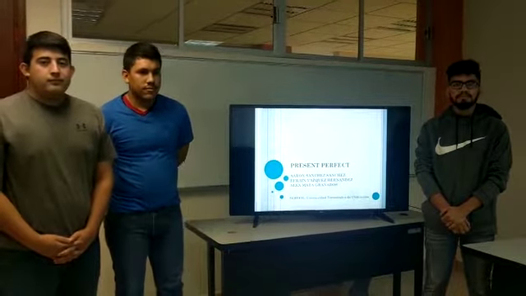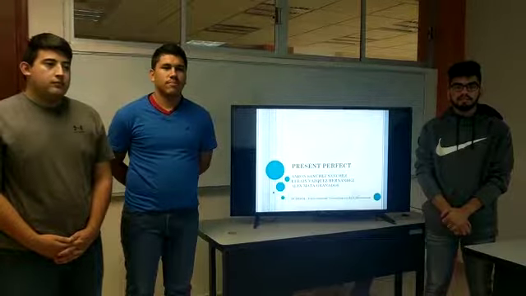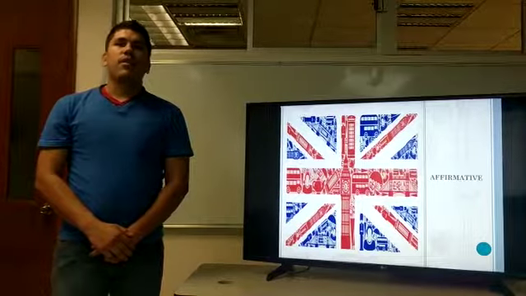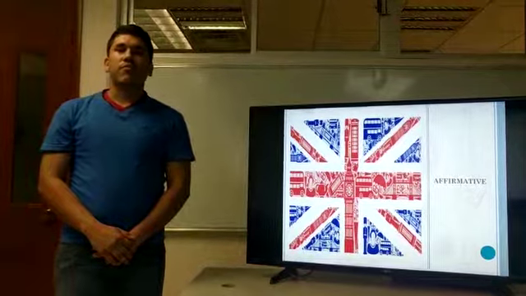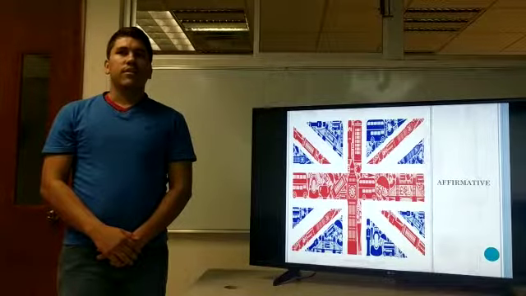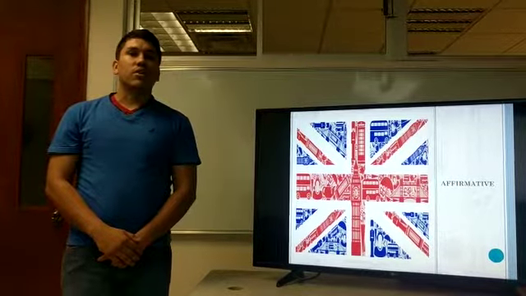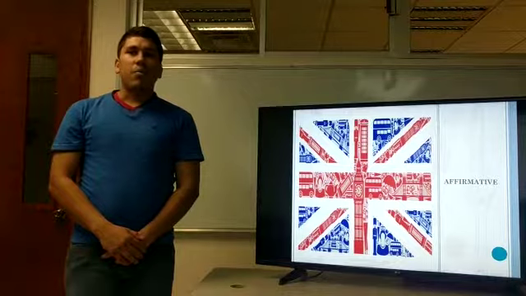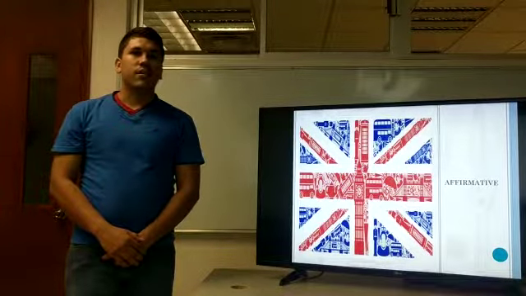We will be presenting the present perfect tense. First, we will be talking about the three ways of using the present perfect tense. There is affirmative, negative, and yes/no questions. In this slide, we will be talking about the affirmative way to use the present perfect tense.